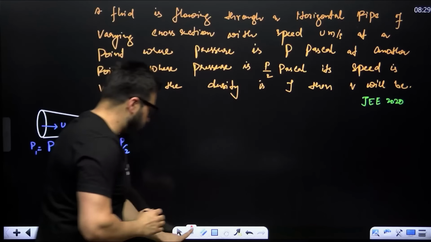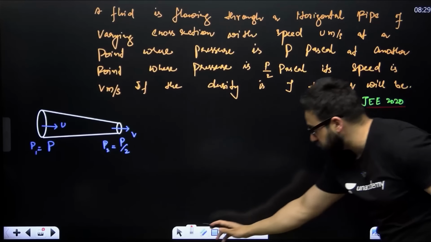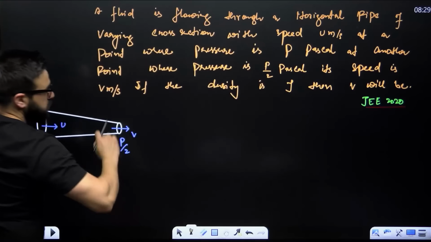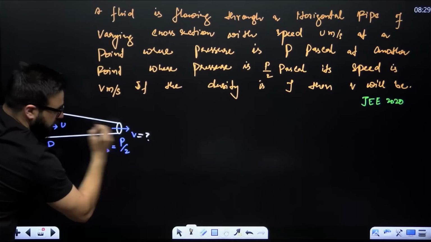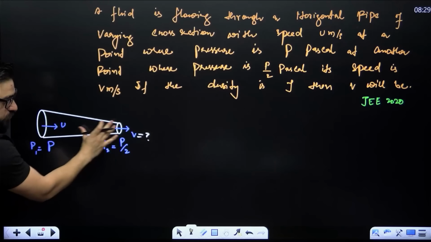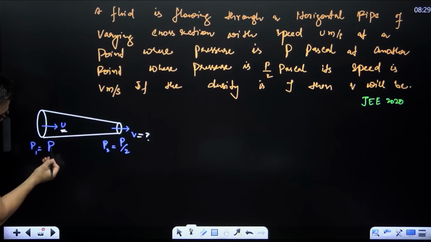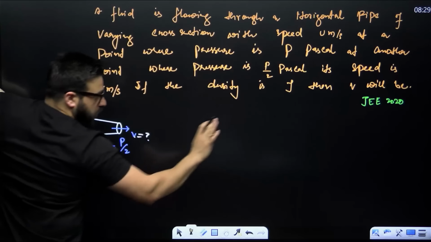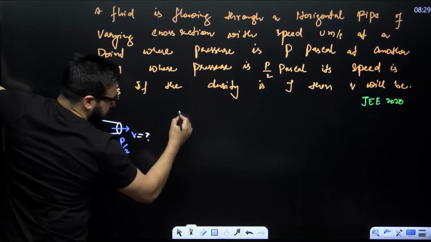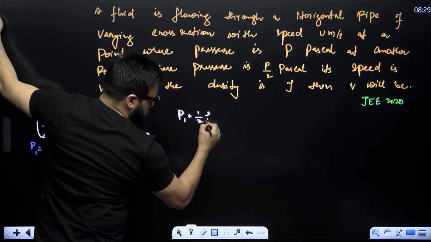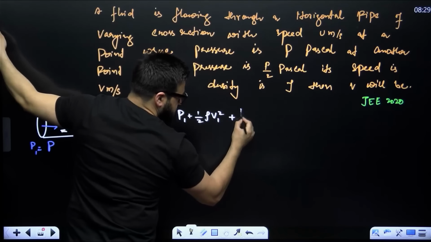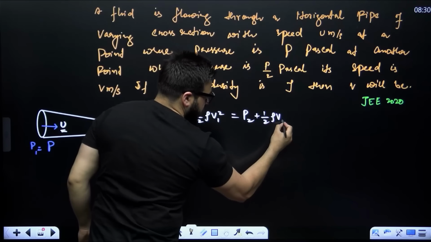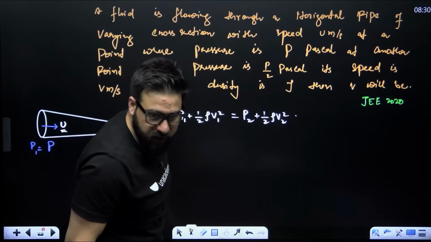Now take a look, my dear NEET aspirants. This is the question which was asked in JEE 2020. You are supposed to tell me in this particular case, what is the value of this velocity V? A fluid is flowing through this pipe. Velocity of the fluid here is U, pressure is P; here the velocity is V, pressure is P by 2. We'll use the horizontal pipe concept, that is P1 plus 1 by 2 rho V1 square is equal to P2 plus 1 by 2 rho V2 square. You can use this particular concept over here.